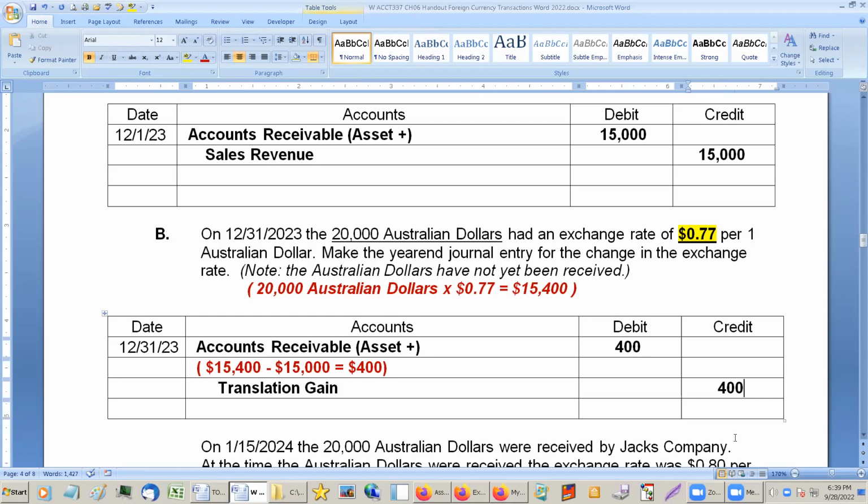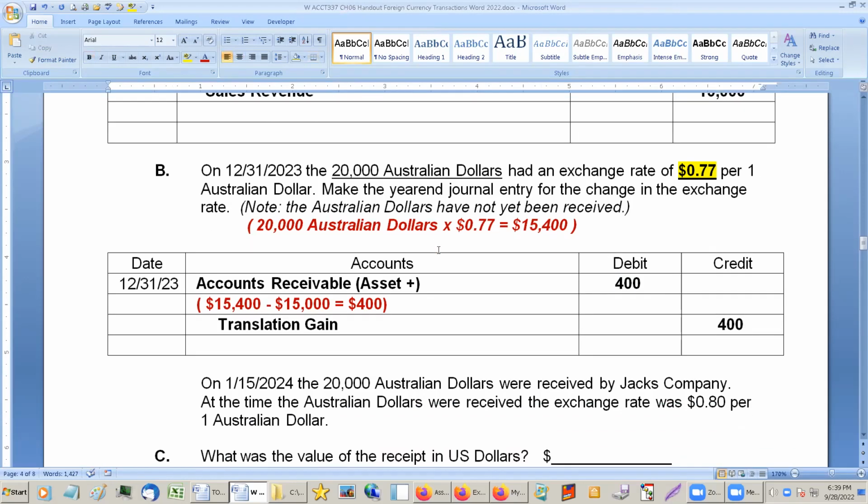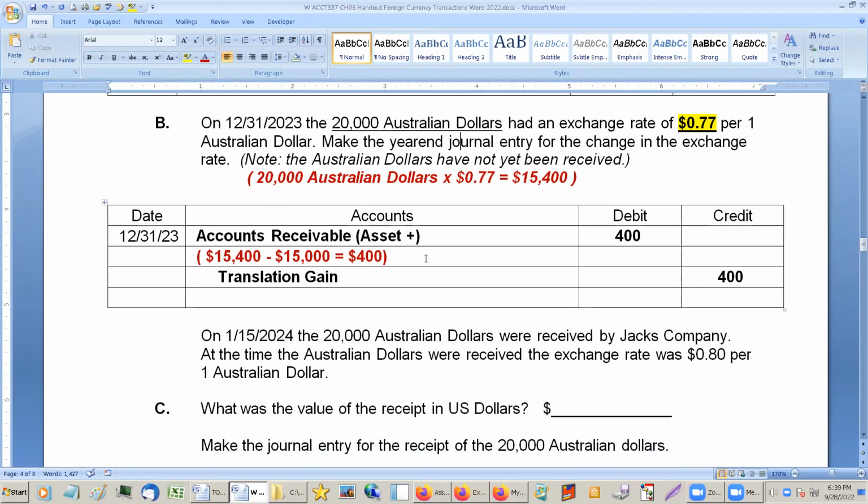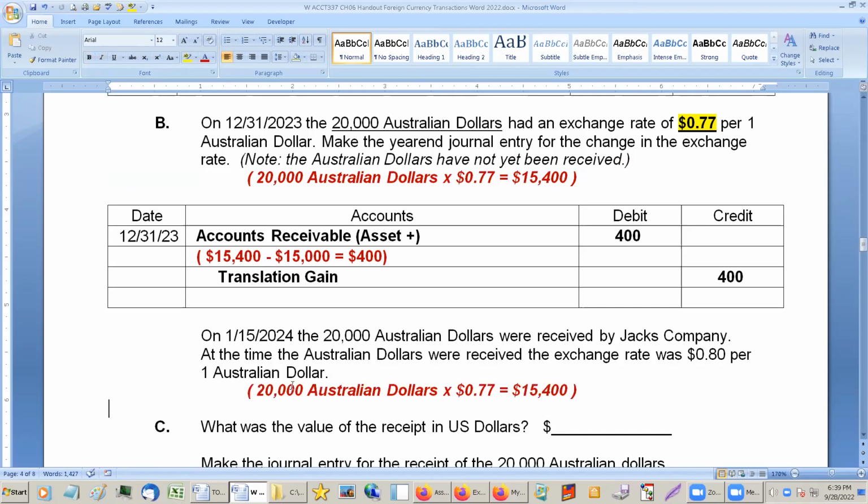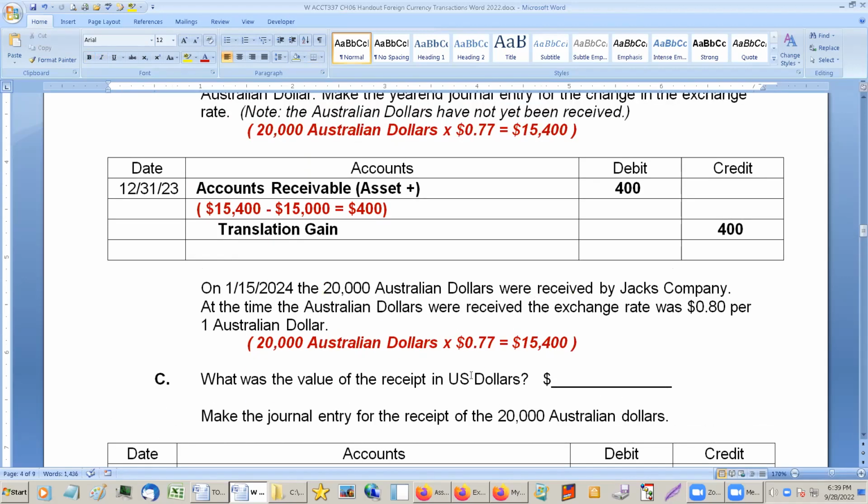Now, again, notice at year end, we did not get any cash yet. Now, I know our best estimate though is that the currency was worth $400 more. Okay, coming down here. The exchange rate jumps up to 80 cents. At 16,000.